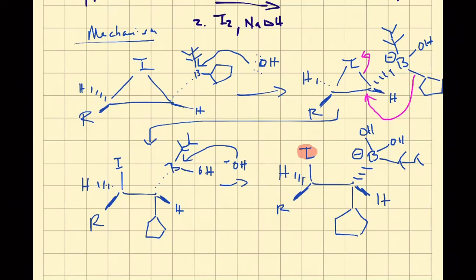Would it be equatorial? Well, not necessarily equatorial, but you want it to be anti. So it needs to switch places with that cyclopentane, right? So all I need to do is rotate the bond so that that can happen. So I'm going to rotate it this way, like that.